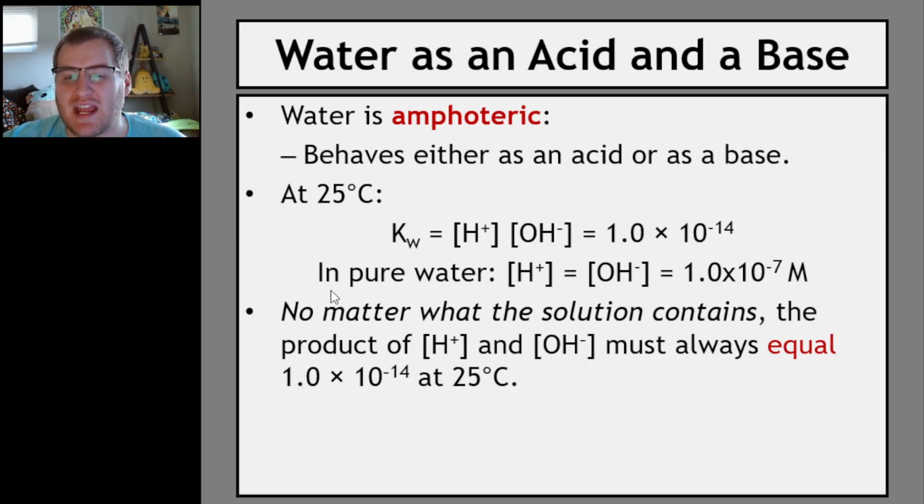No matter what the solution contains, the product of H plus and OH minus must always equal 1 times 10 to the minus 14th at 25 degrees Celsius.